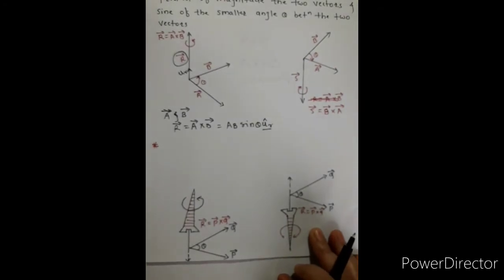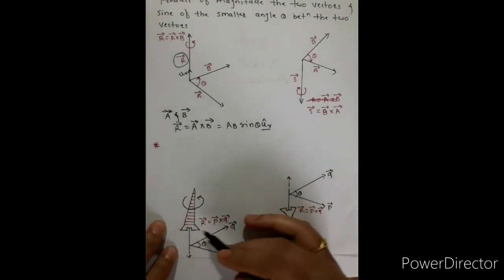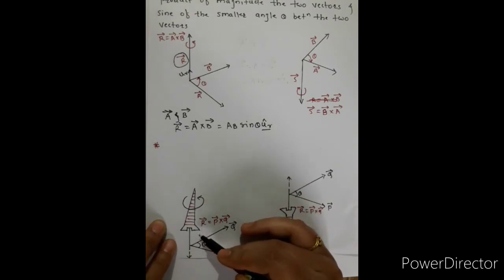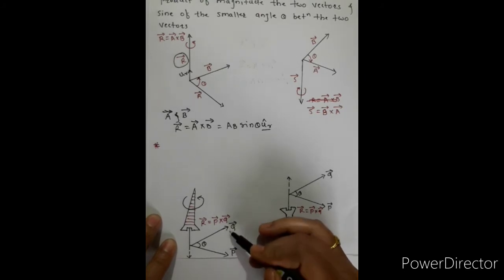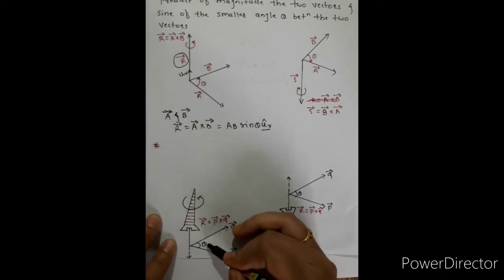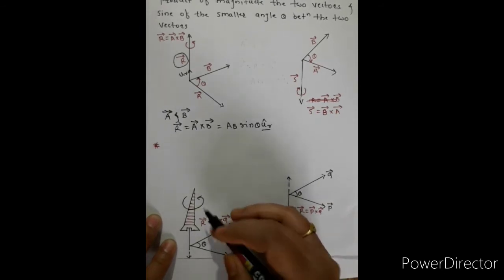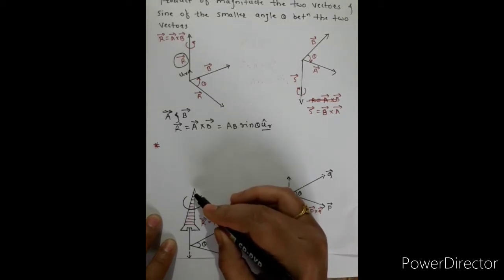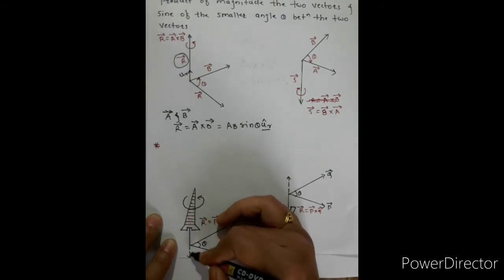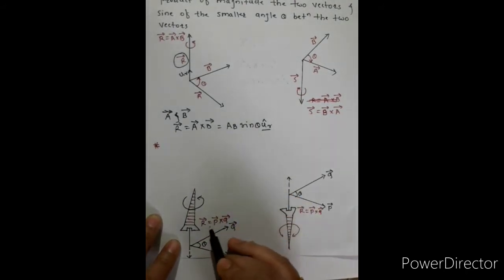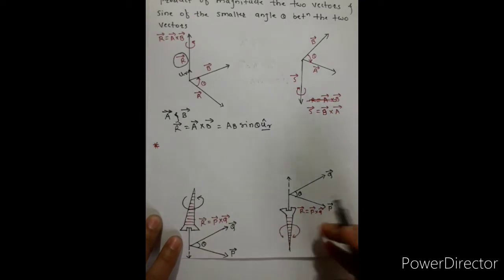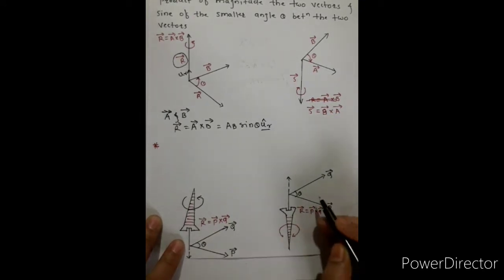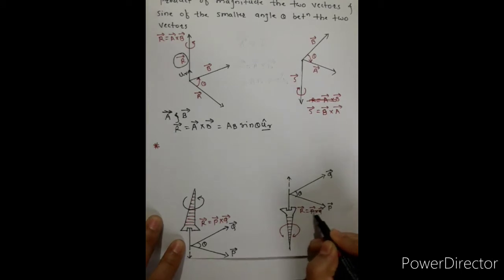See in this figure, if the screw is rotated in the direction from P to Q through the smaller angle theta, then the direction in which the tip of the screw advances is the direction of R. That's why we write vector R is equal to vector P cross vector Q. Now see here in this figure, vector R is also equal to Q cross P.